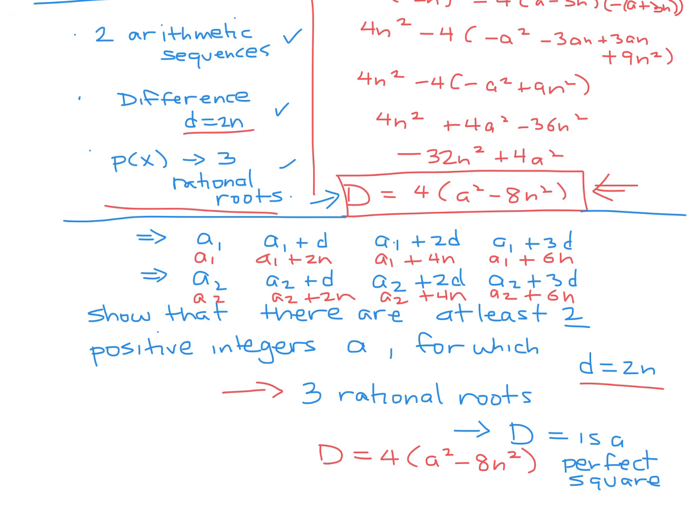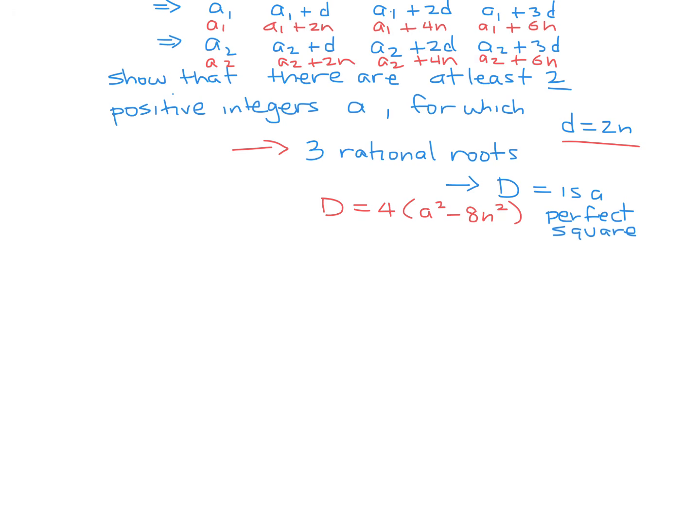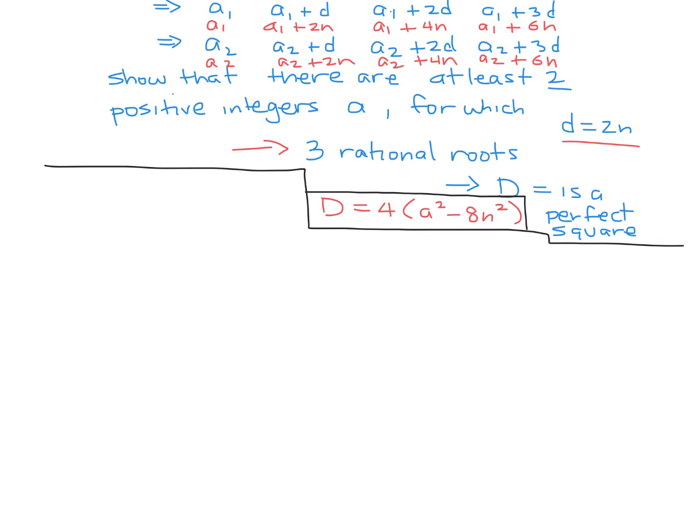So here we go. Let's try to keep this in the same screen as long as I can before I tackle this. Our goal in this question is to come up with values that allow us to make the discriminant a perfect square. So the discriminant is this guy right here. D is equal to 4 times a squared minus 8n squared, and we want that to be some perfect square. So this 4 is already a perfect square.